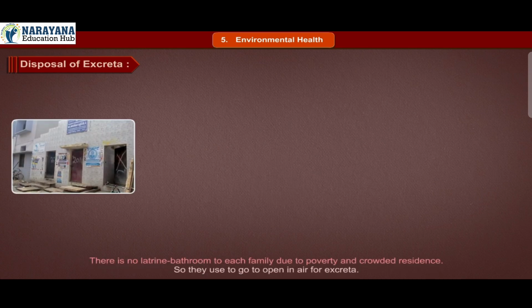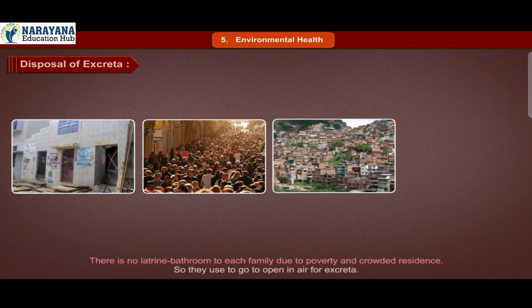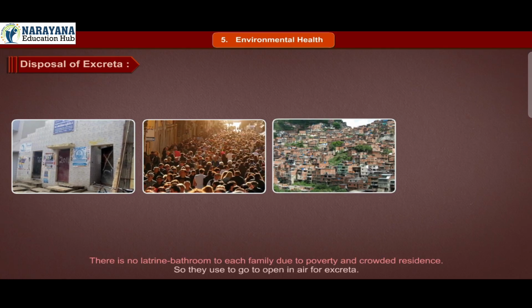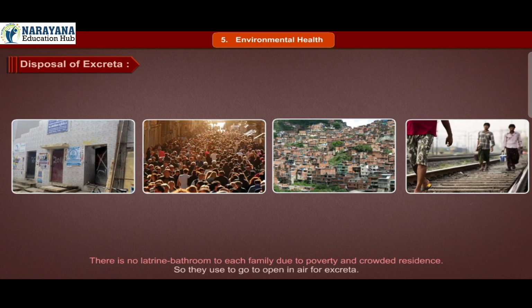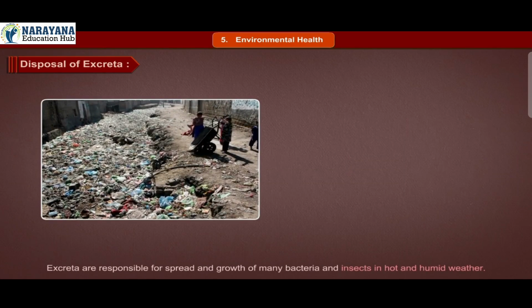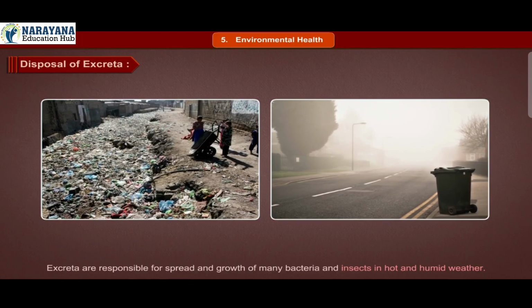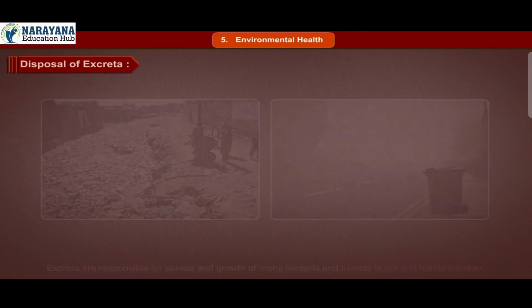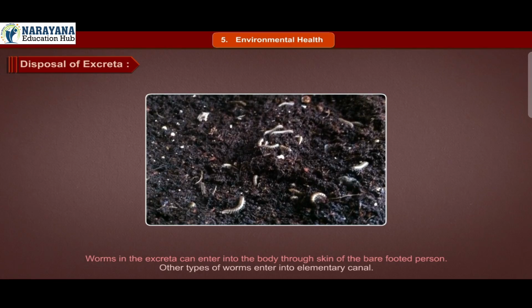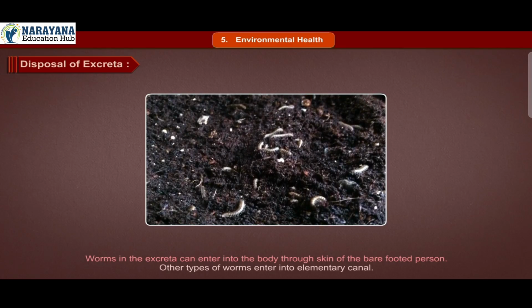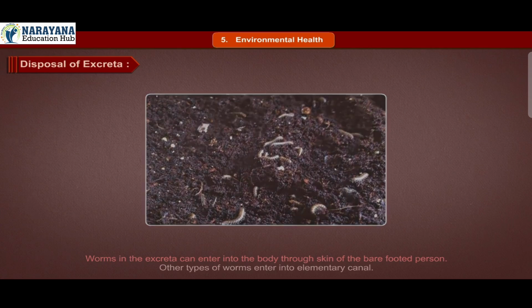Disposal of excreta. There is no latrine or bathroom for each family due to poverty and crowded residence. So, they used to go out in the open air for excreta. Excreta are responsible for the spread and growth of many bacteria and insects in hot and humid weather. Worms in the excreta can enter into the body through the skin of a bare-footed person. Other types of worms enter into the alimentary canal.